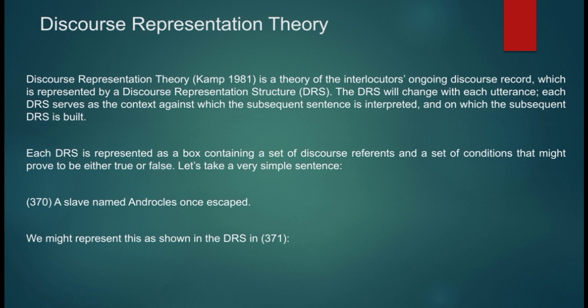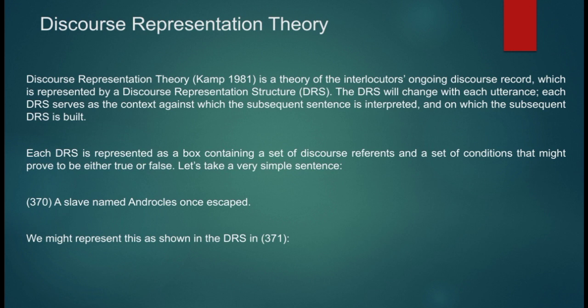Each DRS serves as the context against which the subsequent sentence is interpreted, and on which the subsequent DRS is built. So each DRS is represented as a box containing a set of discourse referents and a set of conditions that might prove to be either true or false.